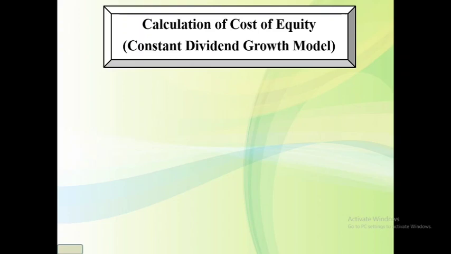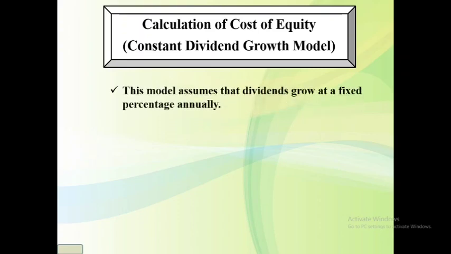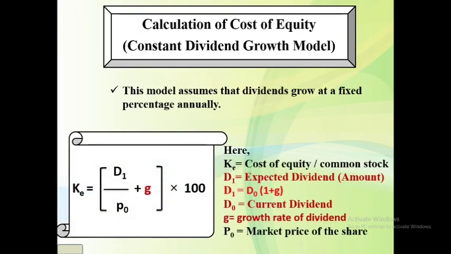Now we learn how to calculate the cost of equity under the constant dividend growth model. The constant dividend growth model assumes that dividends grow at a fixed percentage annually. That is, the amount of dividend will grow but that growth rate is fixed. Here is the formula to calculate the cost of equity under this model. The formula contains expected dividend divided by market price of the share plus growth rate of dividend into 100, and here are the details of each element.